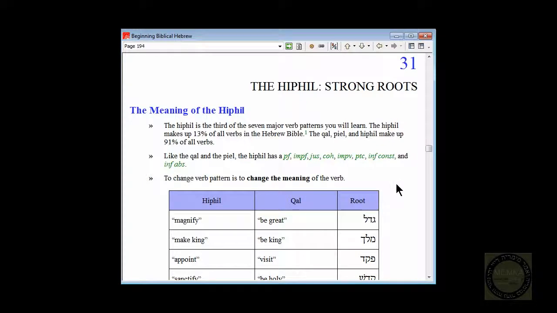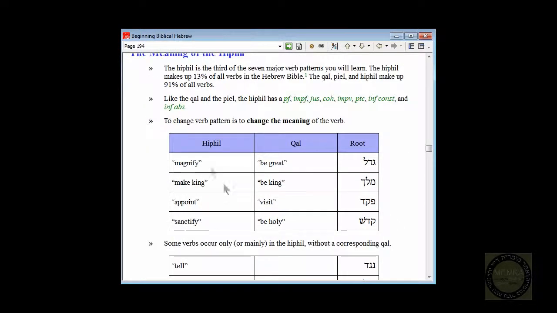For our sake here, though, my advice is that in this chapter you read through everything closely, for understanding. It's important here that when you have the hifil pattern, it changes the meaning of verb lemmas. So in the kal, you could have gadal, to be great. The hifil is to magnify. Other grammars will describe the hifil as the causative stem. So if gadal is to be great, the hifil is essentially to cause to be great, in other words, to magnify.